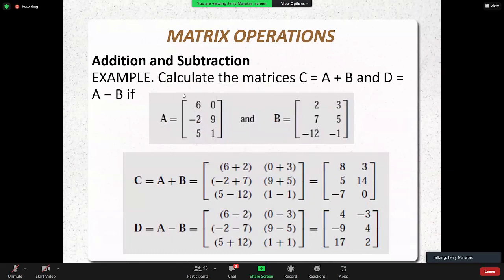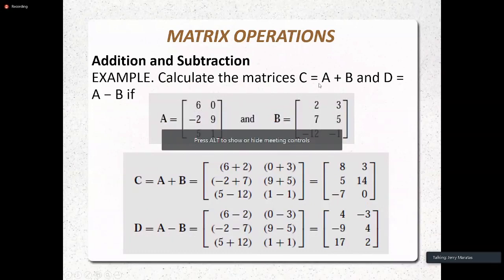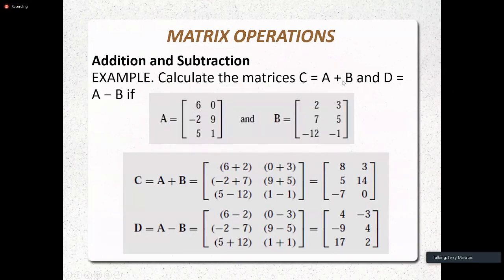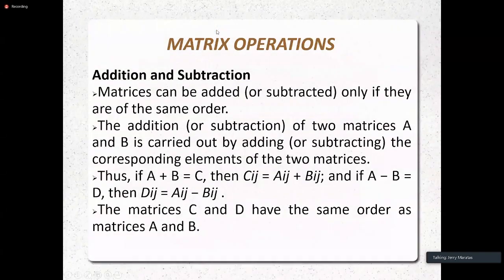Let's have an example. Calculate the matrices C, which is equal to A plus B. If you add these two matrices, the resulting matrix is matrix C. If you subtract these two matrices, the resulting matrix is matrix D. These are the elements of matrices A and B. What's the size of matrix A? It's 3 by 2, 3 rows and 2 columns. The size of matrix B is also 3 by 2, right? Can we add or subtract these two matrices? The answer is yes, because they are of the same size.